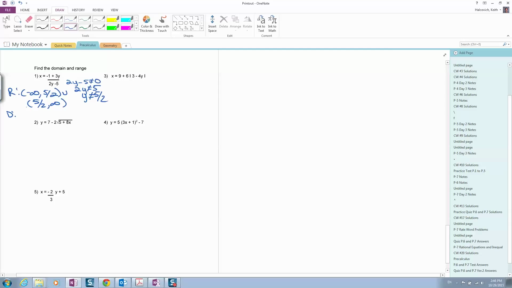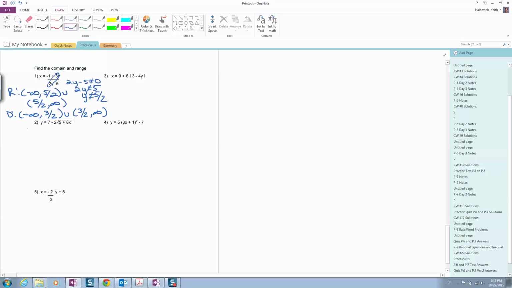To find the domain, remember, look at the coefficients in front of the y. It's 3 halves, so that's going to be your domain. So it's from negative infinity to 3 halves, union 3 halves to infinity. So instead of finding the inverse, all you got to do is look at the coefficients in front of the y, and that tells you what x cannot be.